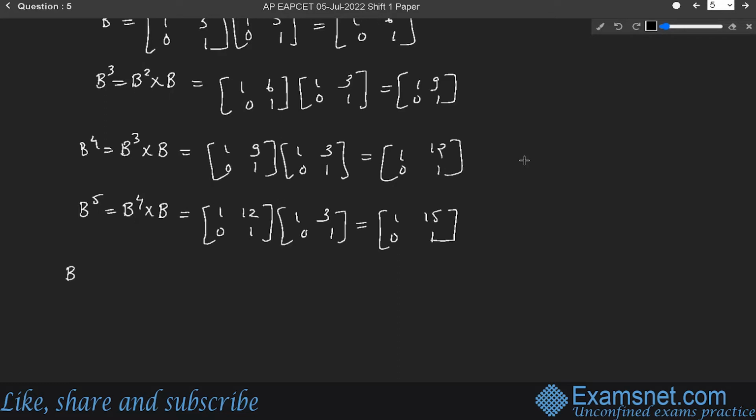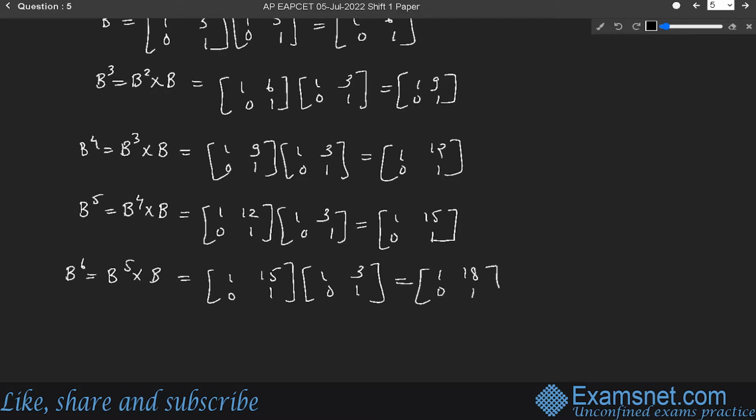And at last, B power 6 will be B power 5 into B. B power 5 is [1 15; 0 1] into B. B is [1 3; 0 1]. On calculating it, it will be [1 18; 0 1]. Therefore, we can say that B power 6 is [1 18; 0 1].